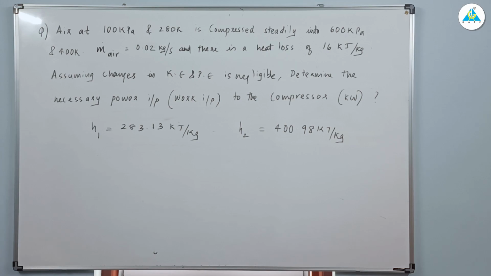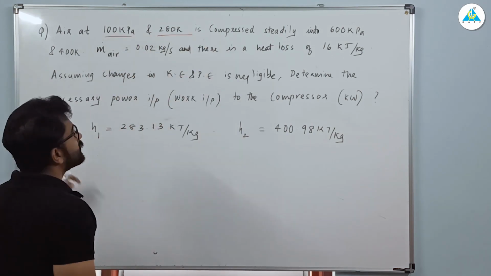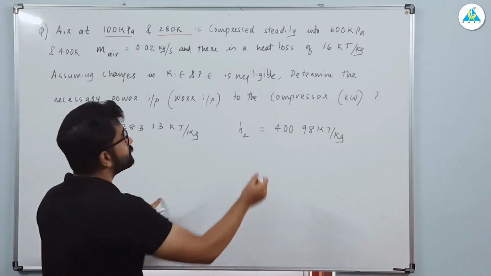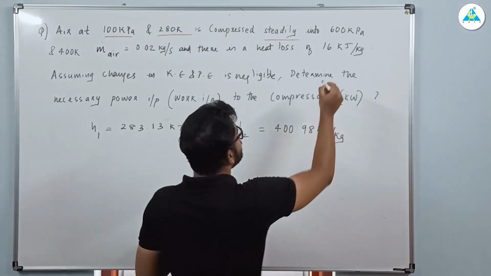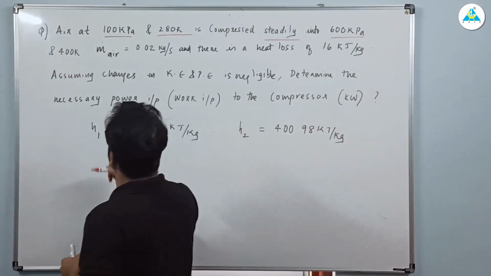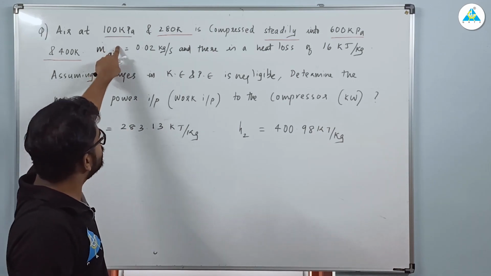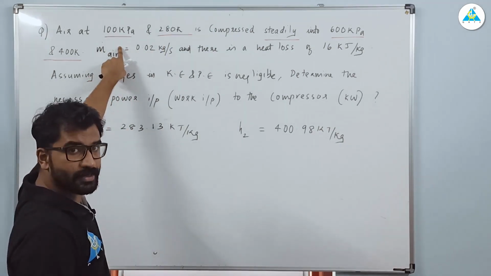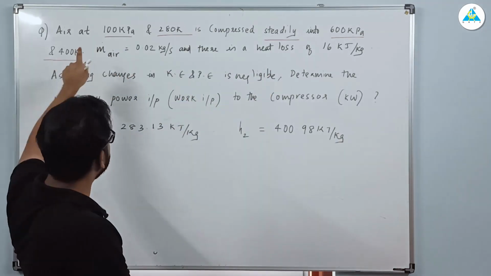So you can see, air at 100 kilopascal. I am reading the question. Air at 100 kilopascal and 280 Kelvin is compressed steadily into 600 kilopascal and 400 Kelvin. Clear? So obviously you can see the inlet temperature is 280 and pressure is 100. It is compressed to 600, a higher pressure and higher temperature.